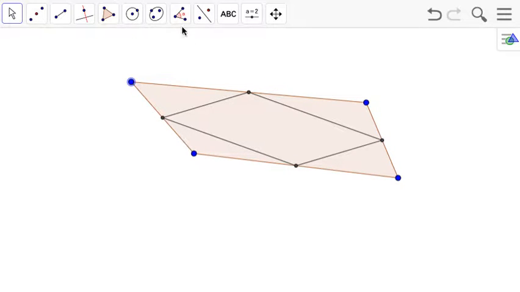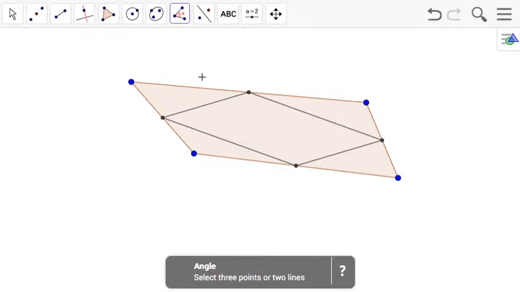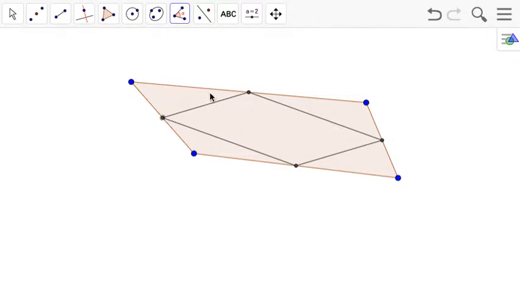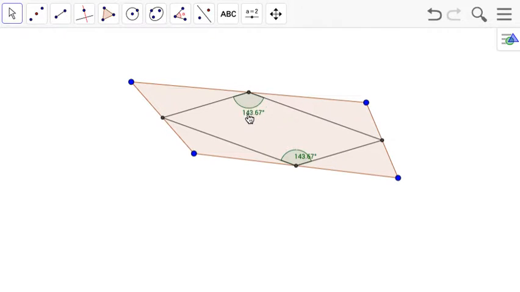So to do that, I'm going to go to my measure tool and I'm going to select angle. And if I want to measure this angle in here, I will go, and that's 143 or so degrees. And then I'm going to measure this angle in here. So I'll go here, here, and here. And we notice that those two angles are indeed equal to one another. And so we may here have a parallelogram.